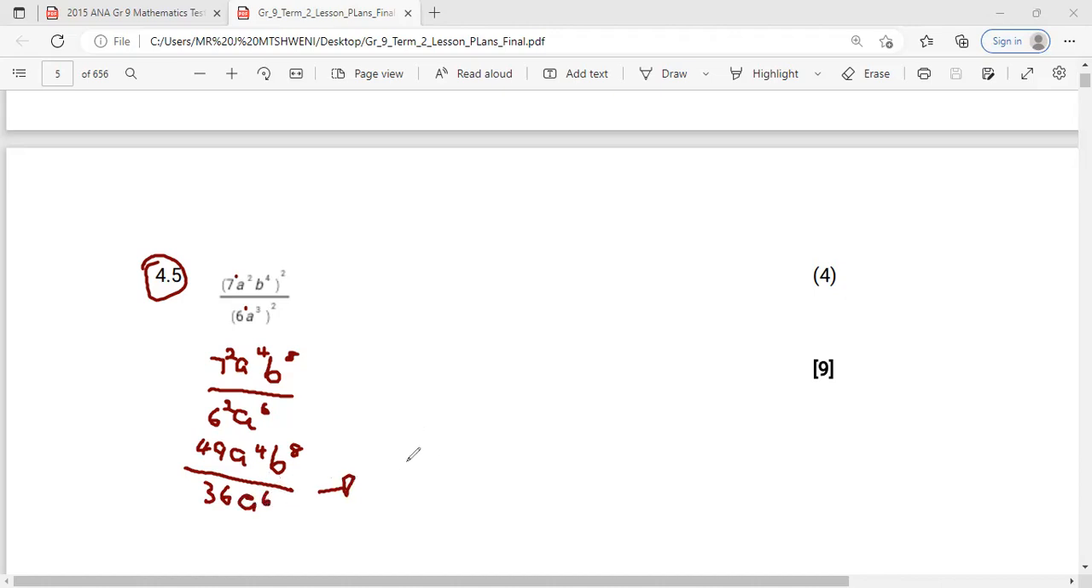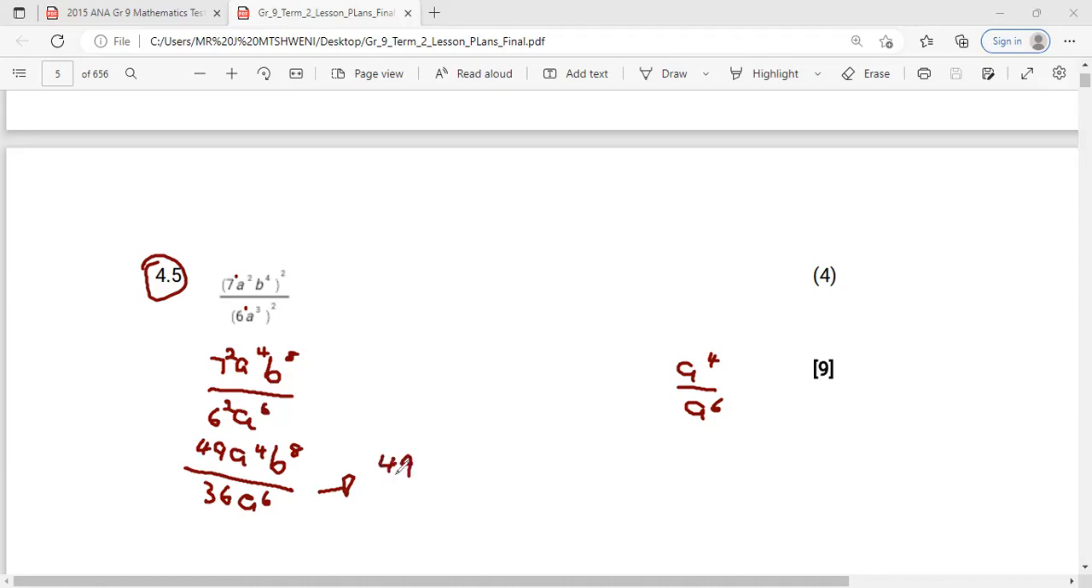Now, A to exponent 4 divided by A to exponent 6. That's what the question asks, actually. So now, 4 minus 6, what do you get? What will you get, actually? You will get negative 2.